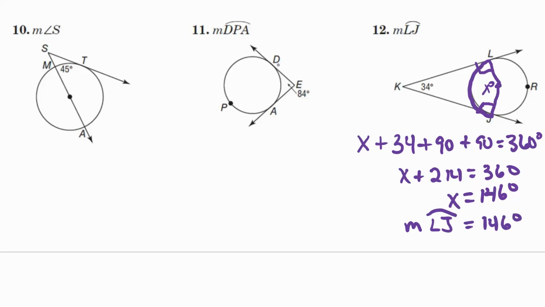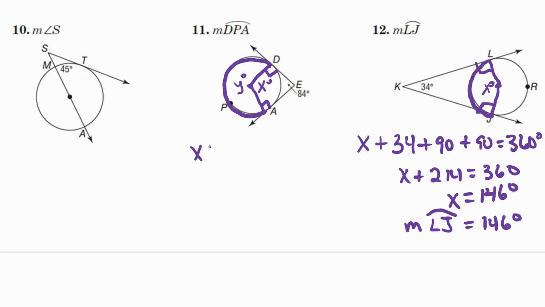In problem number 11, we're asked to find the measure of arc DPA. Again, we don't have measures of either arc, so we'll take the center of the circle, draw the radii to the tangent lines. We'll have two right angles. I'll name this X, but in the end I want to find Y.